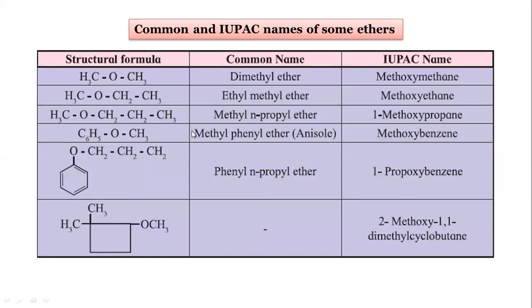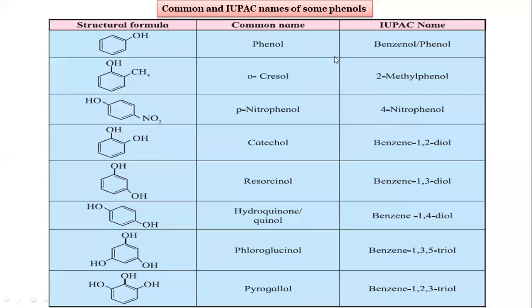Write the names of. Yes, I am coming to the common name and IUPAC nomenclature system of phenols. See, this is a normal phenol. OH group is directly bonded to the benzene. So common name is phenol. If one CH3 group is attached at ortho position, it becomes orthocresol. And see the IUPAC name also, it is 2-methyl phenol.